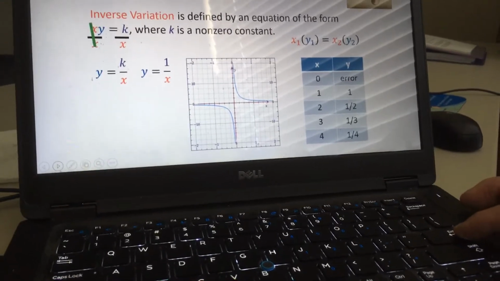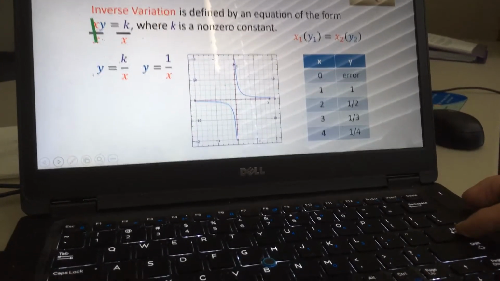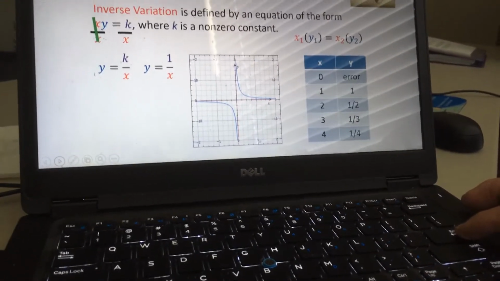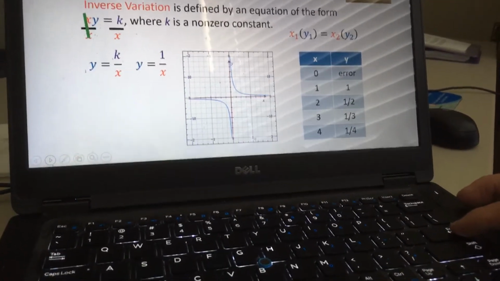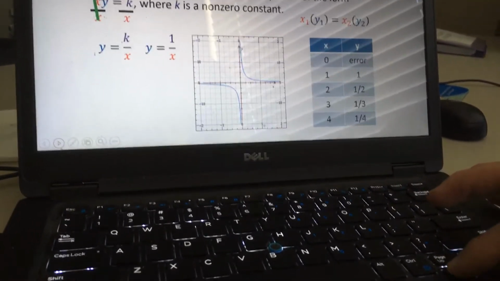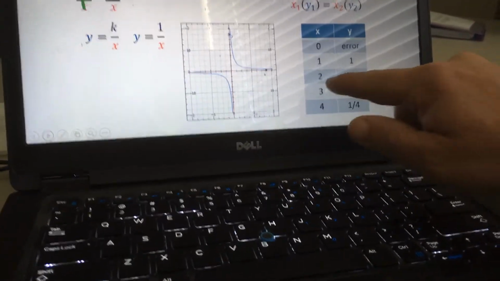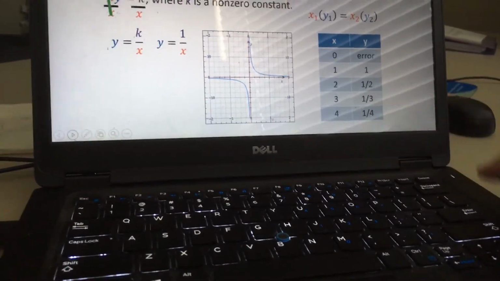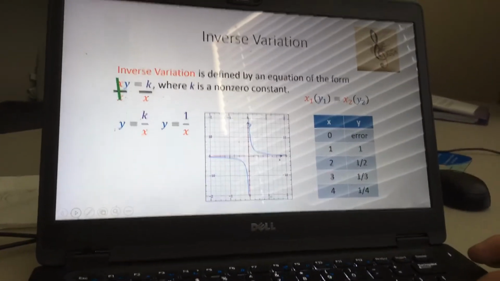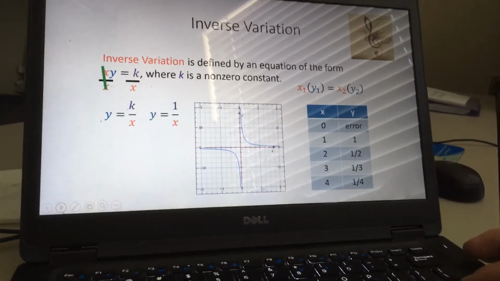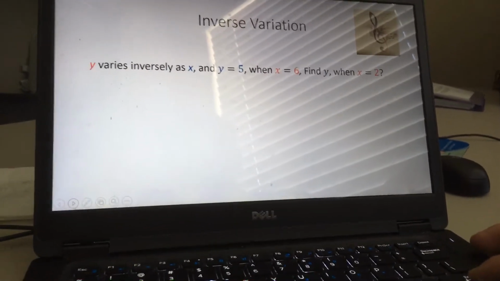And if you'll notice, you plug these numbers into the equation, like 1 times 1 is 1, 2 times 1/2, 3 times 1/3. Notice if you multiply these, all the answers turn out to be 1. That's what makes it an inverse variation. So when you multiply, you get the same number, right?